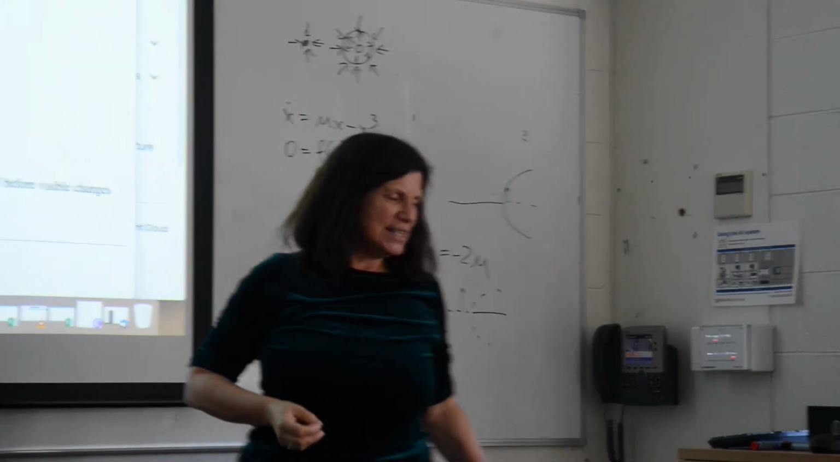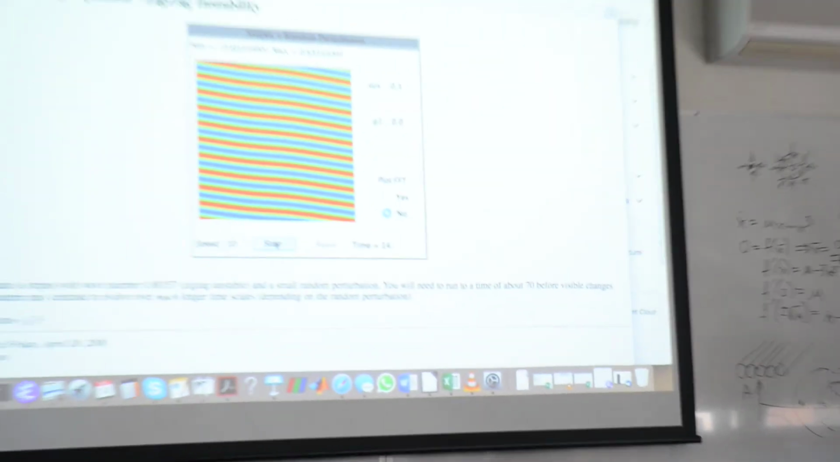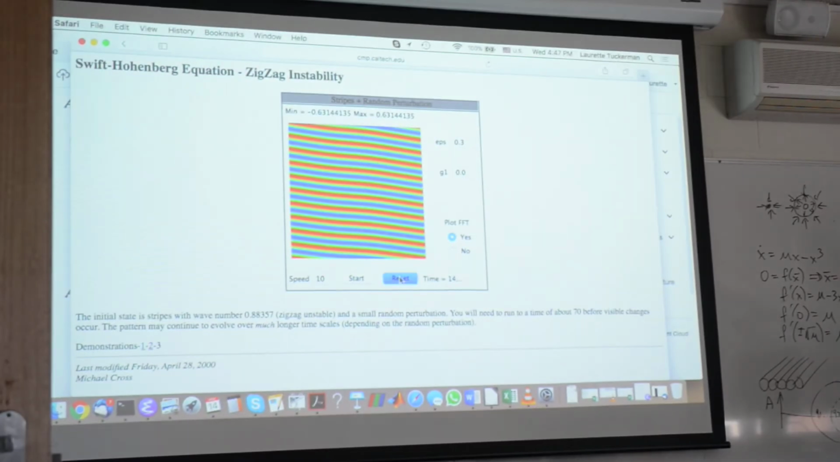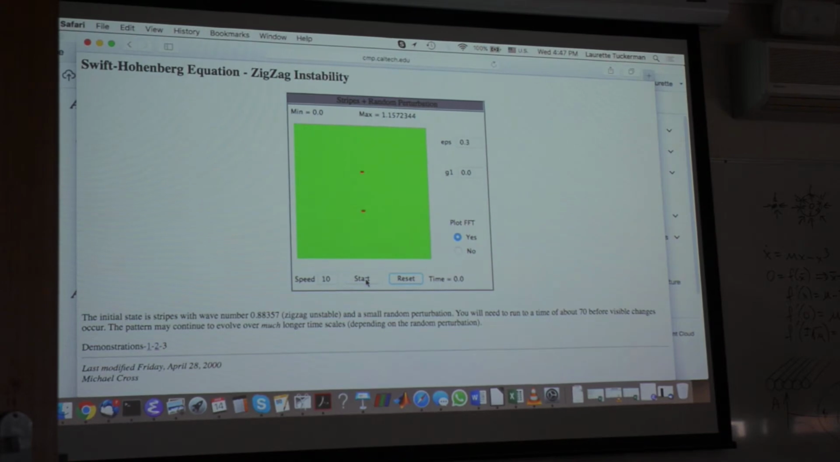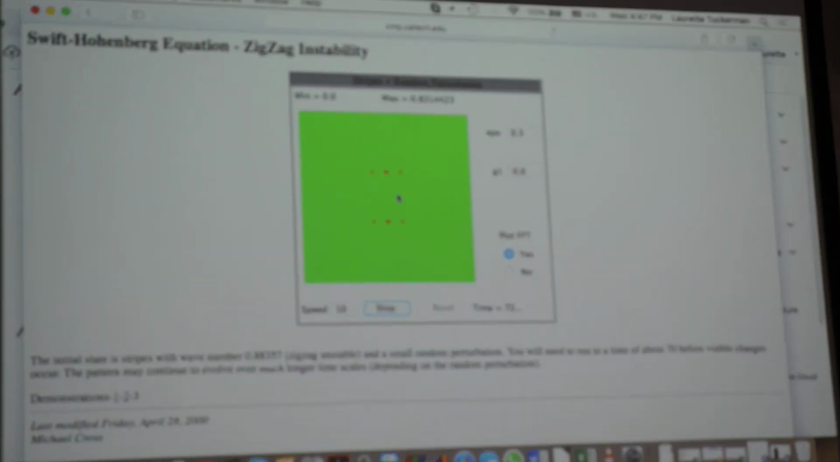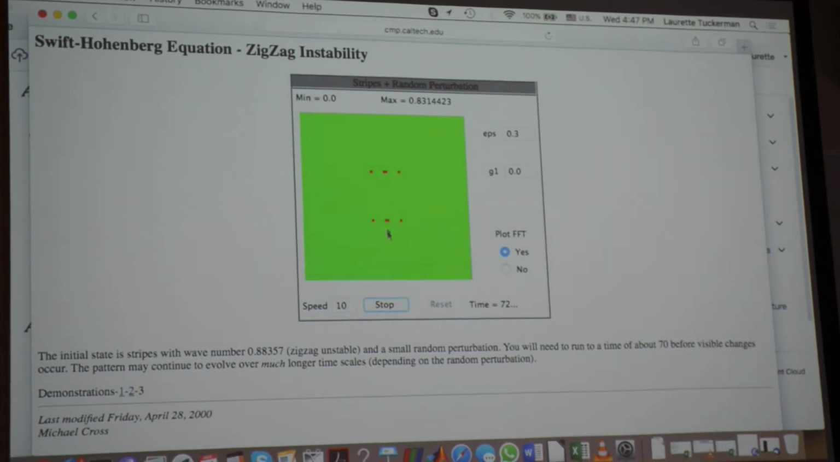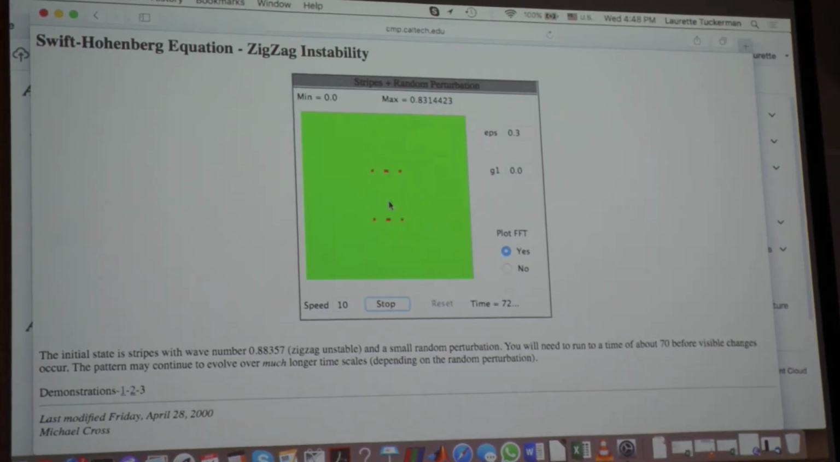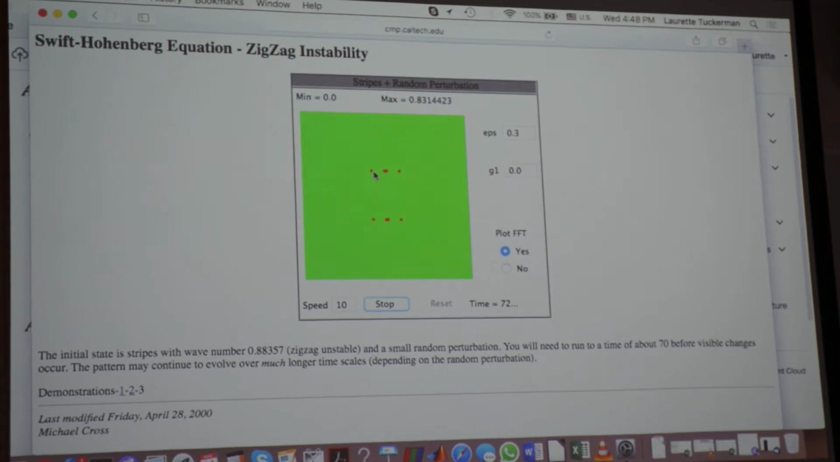Okay, let us look at the zigzag, and let's look at it in Fourier space. So see it form here. It doesn't like its wave number. Its wave number is here. It's whatever this is here. It doesn't like it. It formed little side bands, and those side bands are in the other direction, are perpendicular. That was the zigging and zagging.